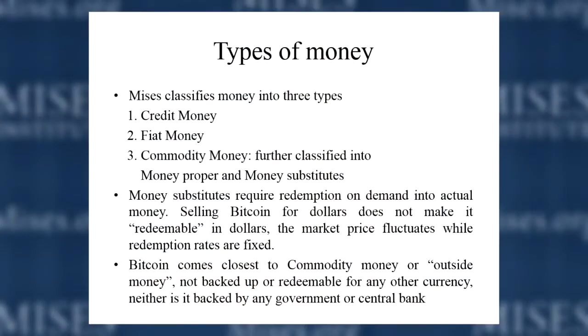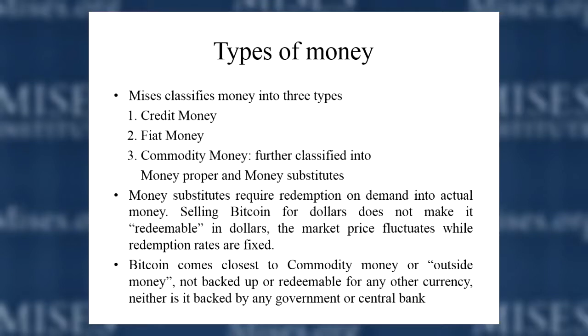So I like to think of it in terms of Mises's classification of the types of money. He used three classifications: credit money, fiat money, and then commodity money. We'll go through it in reverse. So credit money is money that is going to be redeemable sometime in the future, but currently it is circulating and being used as cash.